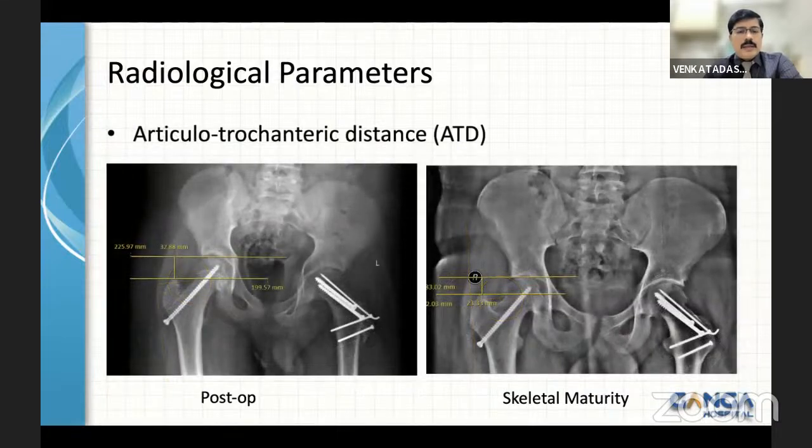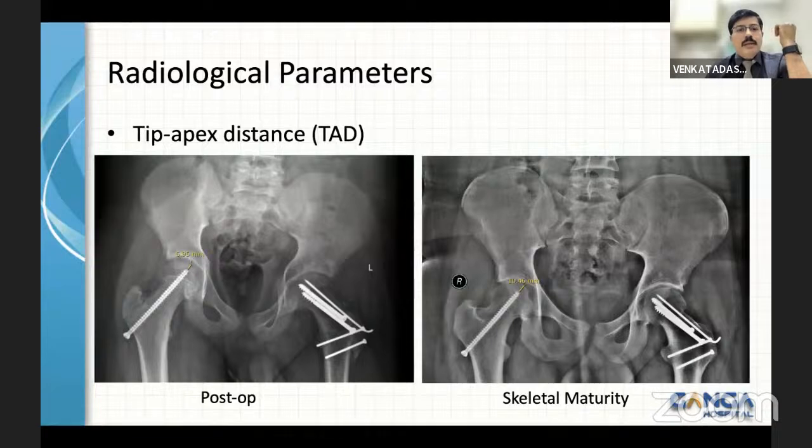This is an interesting one because it's the articulotrochanteric distance. We know that when we are fixing the proximal femur, there is a trochanteric apophysis which persistently keeps growing. You can see that in this post-operative X-ray the articulotrochanteric distance is about 3 millimeters, you can see 3 centimeters, sorry. And here at skeletal maturity, this distance is significantly decreased. We know from hip biomechanics that the tip of the trochanter should always correspond to the center of the head of the femur. So the decrease in articulotrochanteric distance can potentially cause a positive Trendelenburg sign or a Trendelenburg gait. And next is the tip apex distance, which is the distance from the articular surface to the tip of the screw.